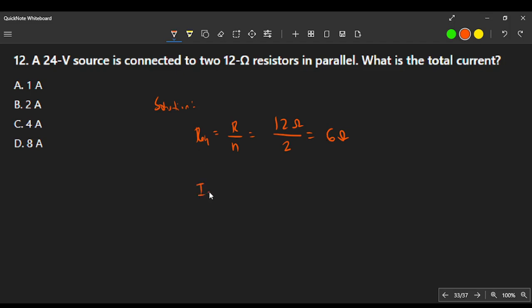Okay, so to get the total current, we have VT over RT. So we have 24 volts divided by 6 ohms. So this will be equal to 4 amperes, which is letter C.